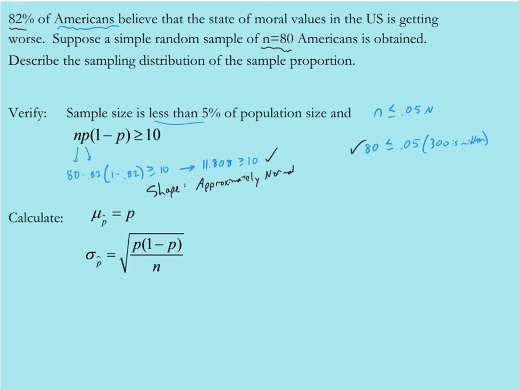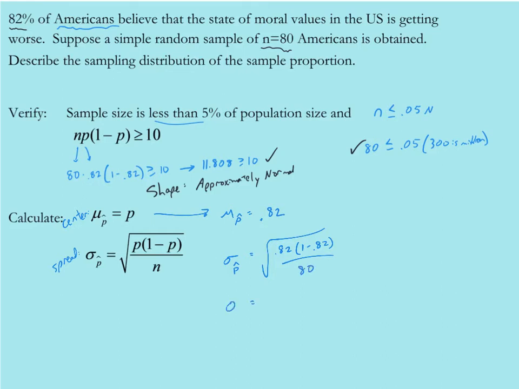All right. Then we come and compute these two other pieces, the center and the spread. And let me label this, squeeze it in a little bit. This is the center of the distribution, and then standard deviation is the spread of the distribution. So mu subscript p hat, the mean of the sampling distribution, is 0.82, 82%. And the standard deviation of the sampling distribution is a big old square root. P is 0.82. We've used it a couple times now. 1 minus P, 1 minus 0.82, divided by, again, the sample size is 80.